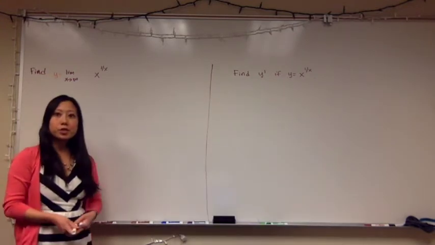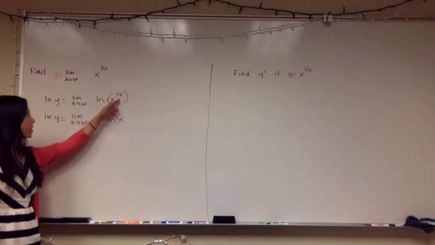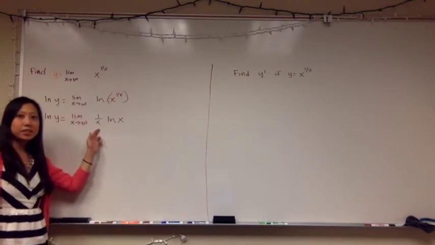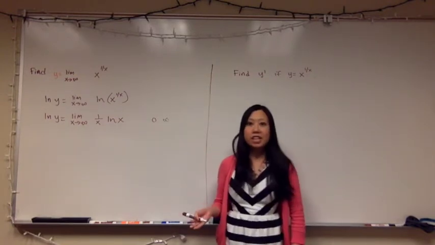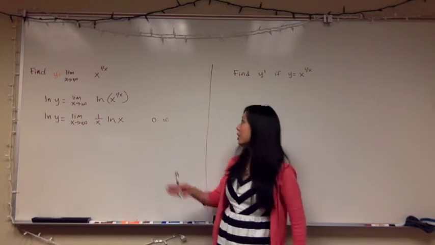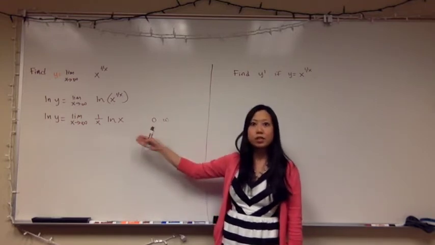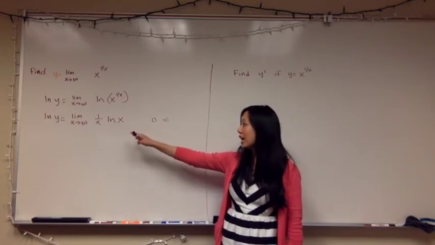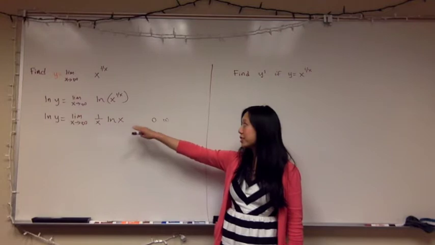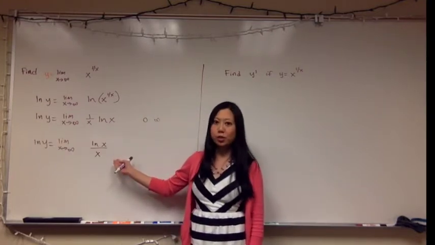So the first thing I'm going to do is set y equal to it so that I can take the natural log of each side. And by law of exponents, I could bring this down. By inspection, we have 0 times infinity. 0 times infinity is another indeterminate form. So what we want to do is manipulate this so that we get 0 over 0 or infinity over infinity, right? So I'm going to manipulate it more and bring something into the denominator. Now we have infinity over infinity, we're ready to do L'Hopital.